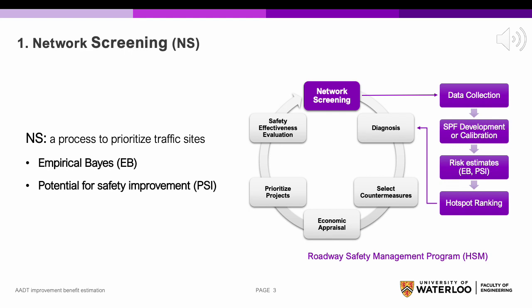There are several methods in HSM for network screening. Two more common methods are using empirical Bayes and potential for safety improvement as risk estimates, which have been shown in different studies to provide better performance in comparison to others.